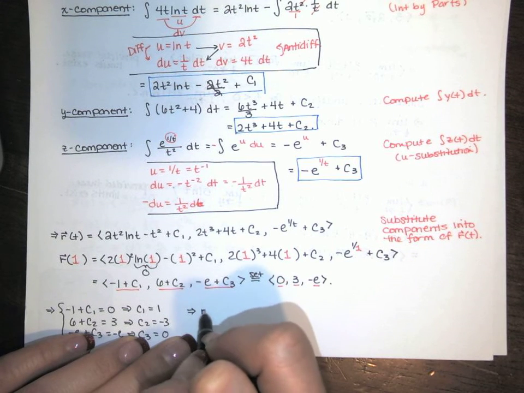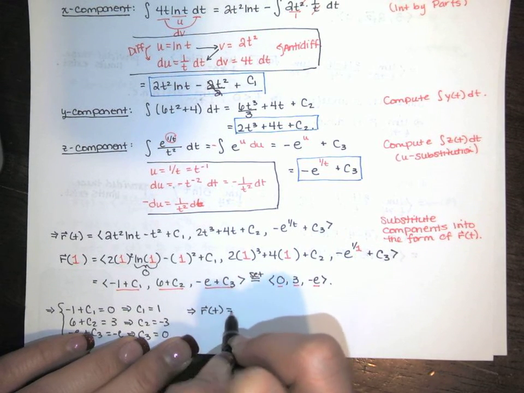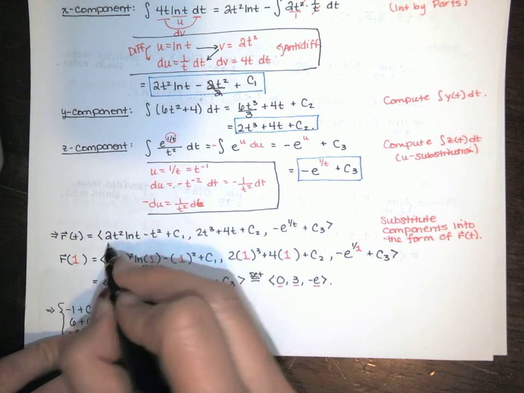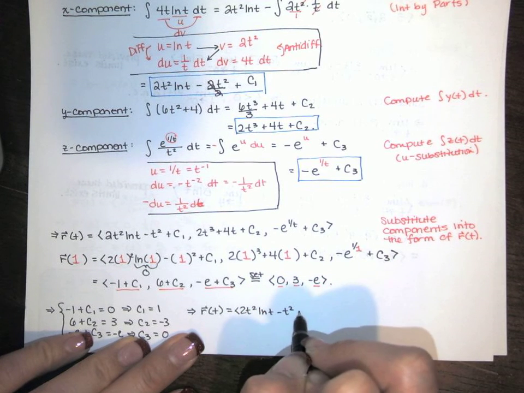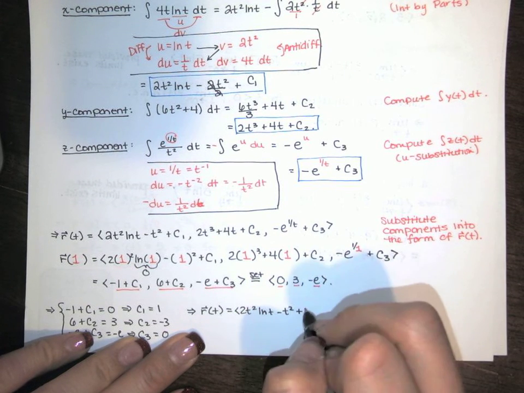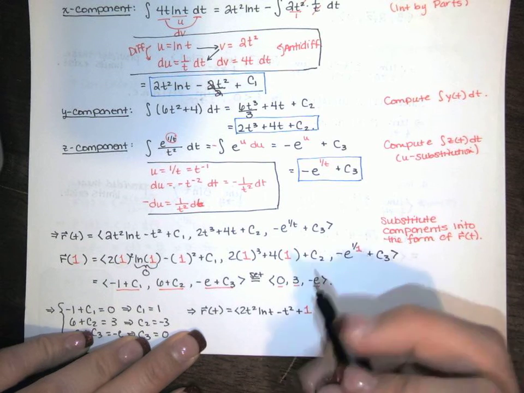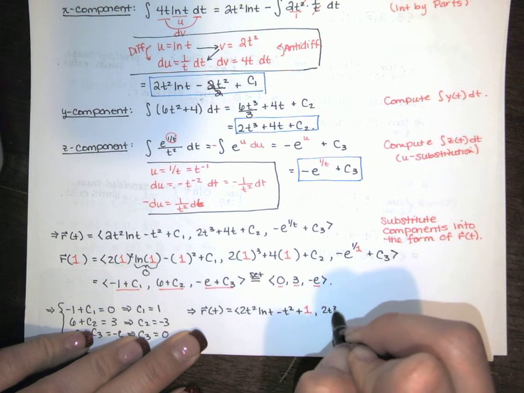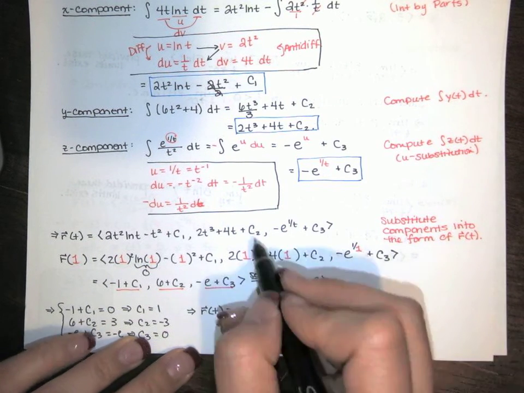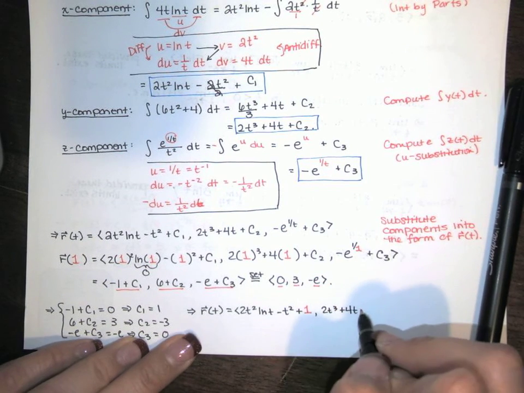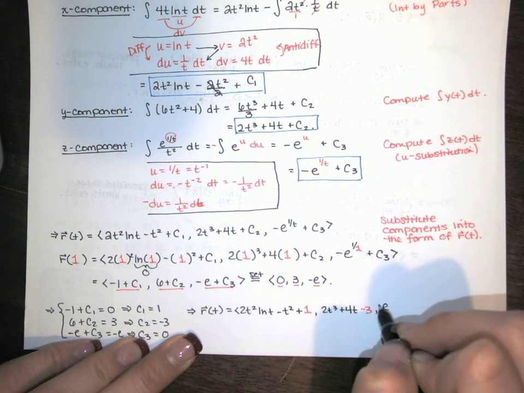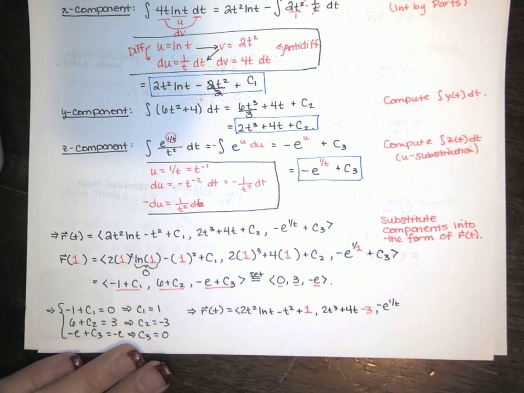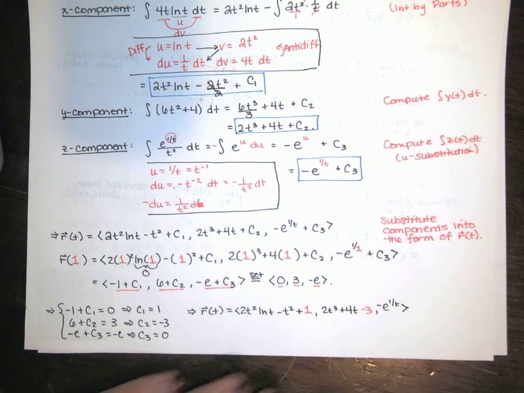So we've got that. r of t equals 2t squared natural log of t minus t squared plus c1, which is 1, times i hat plus t cubed plus 4t plus c2, which is negative 3, times j hat plus negative e to the 1 over t plus c3, which is 0, times k hat.